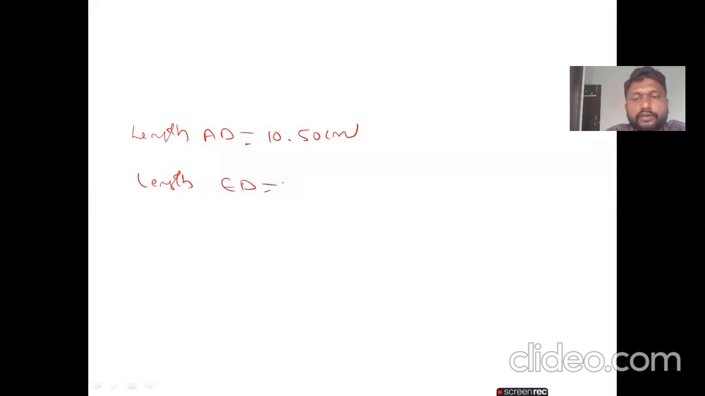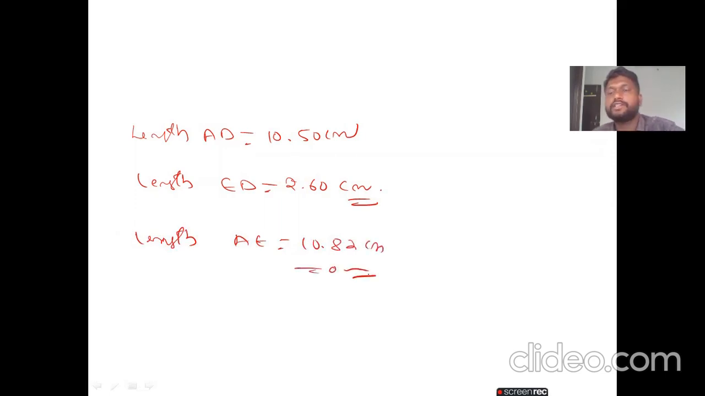So the answers are: length AD equal to 10.50 centimeters, length ED equal to 2.60 centimeters, and length AE equal to 10.82 centimeters. So these are the values, my dear students, and now these are in centimeters. Why? Because we took them from the graph, but actually the normal stresses, tangential stresses and resultant stresses are in Newton per mm square.